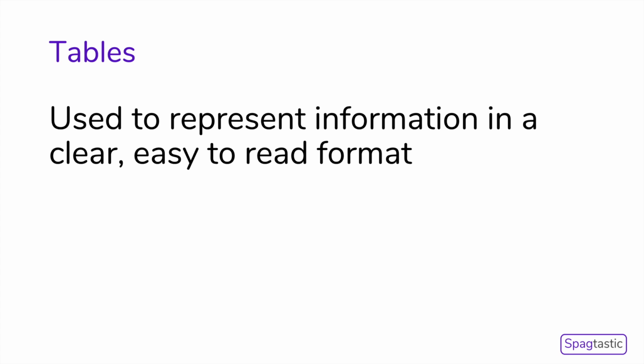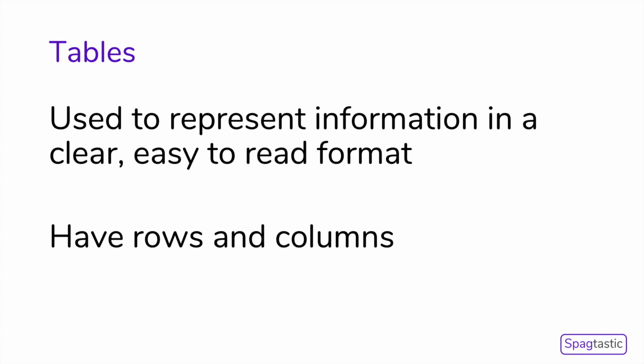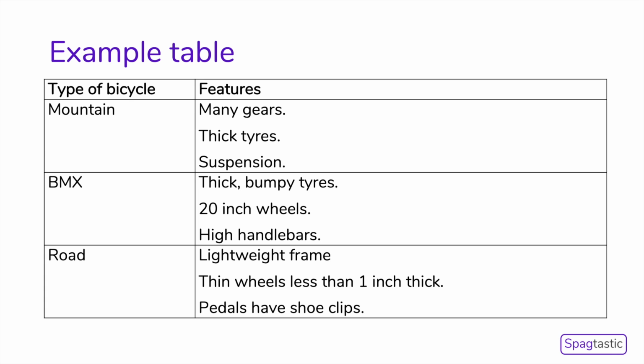The final layout device we will learn about is tables. Tables are used to represent information in a clear, easy to read format. Tables have rows and columns. Here is an example of how the features of different types of bicycle can be presented in a table, making it clear and easy for the reader to find the information they need.